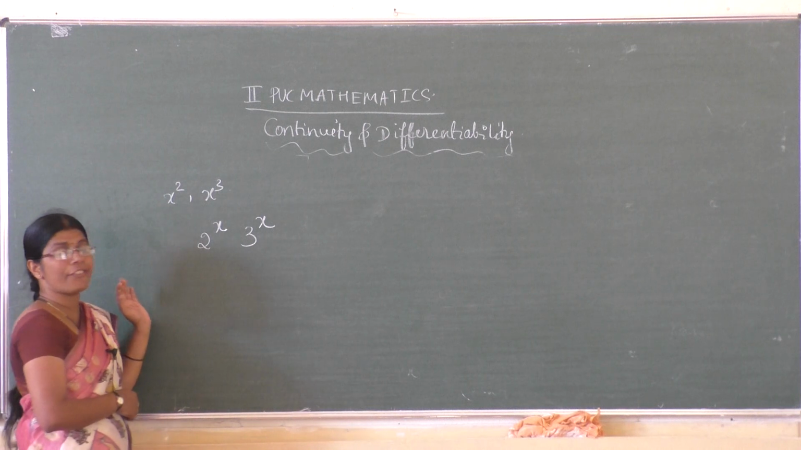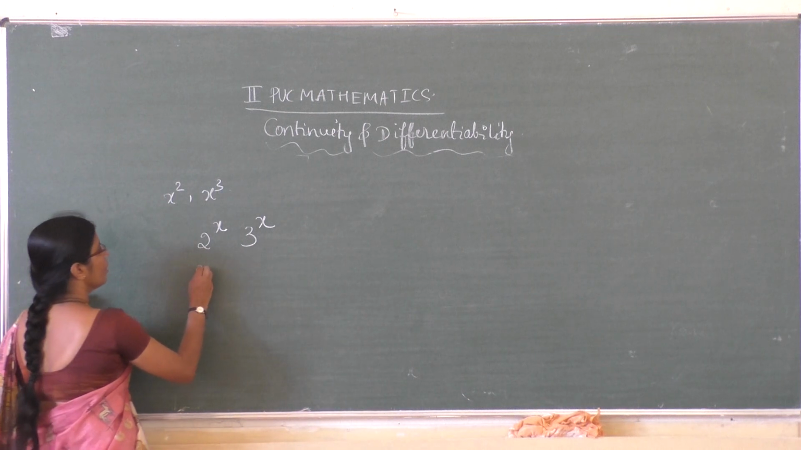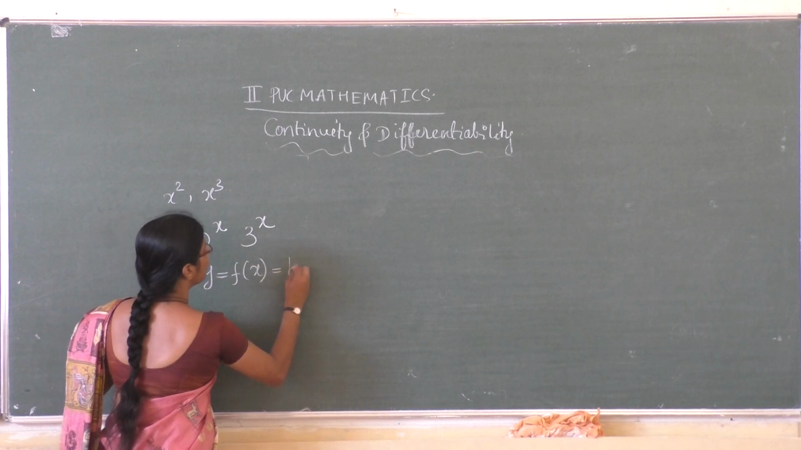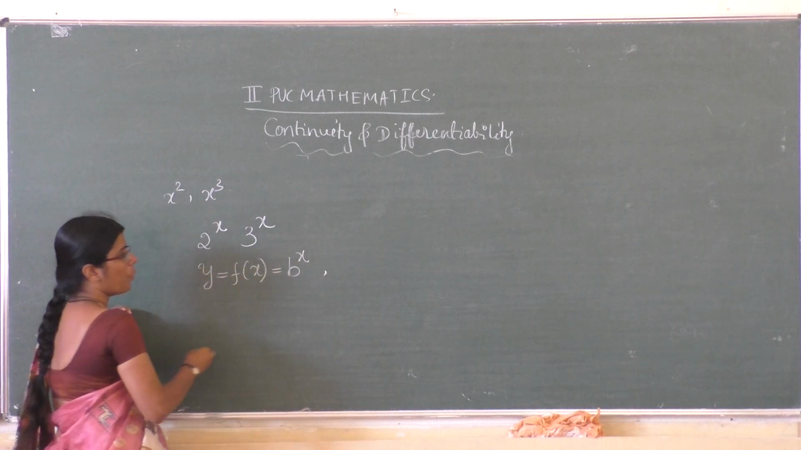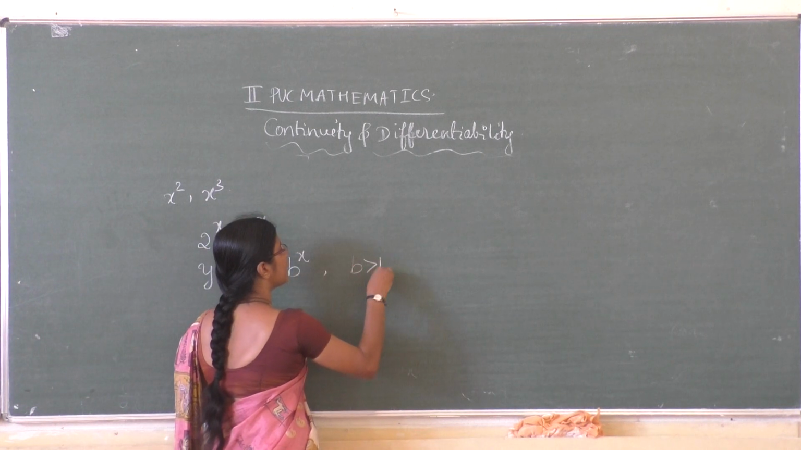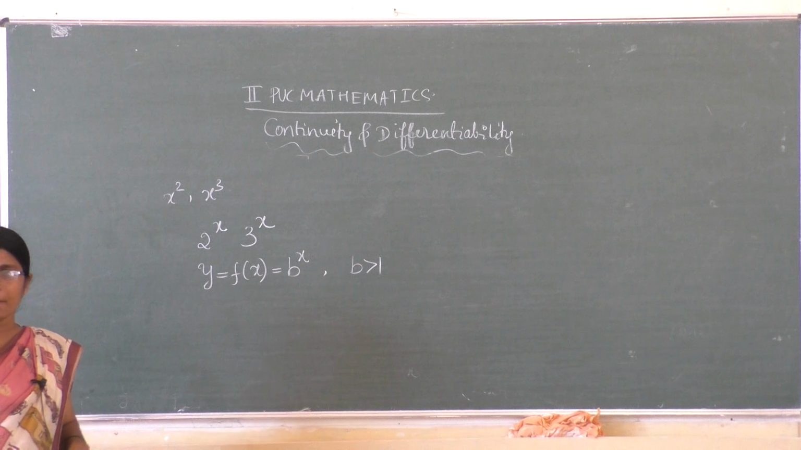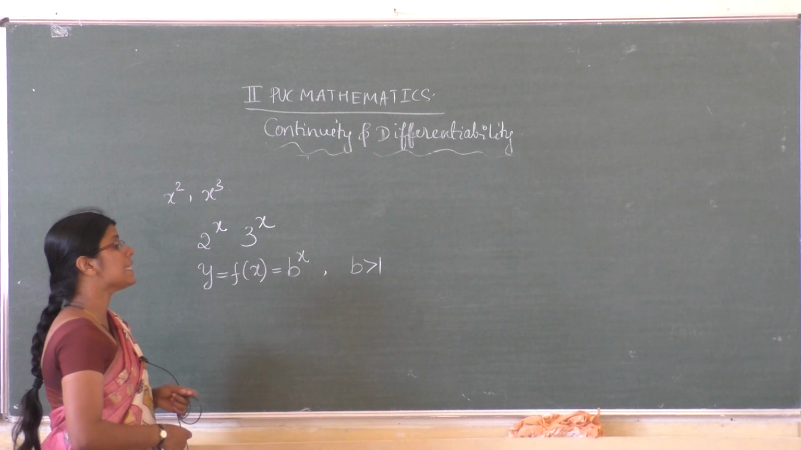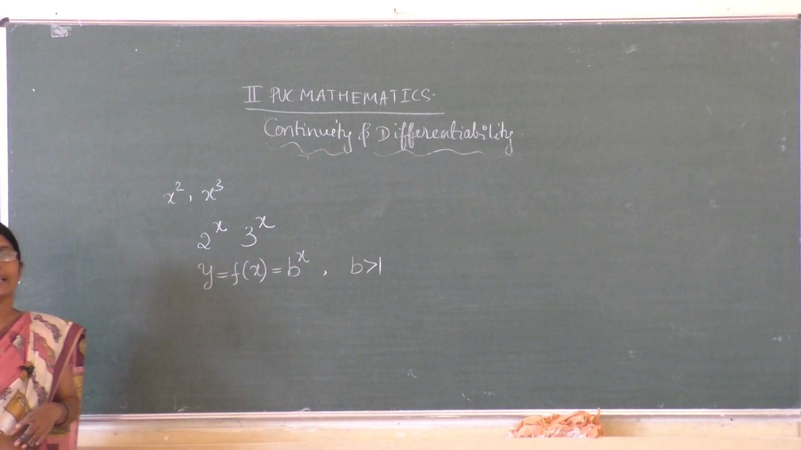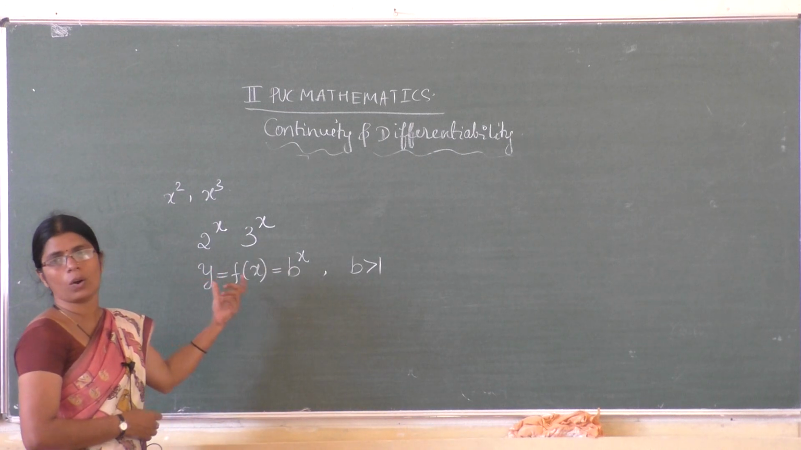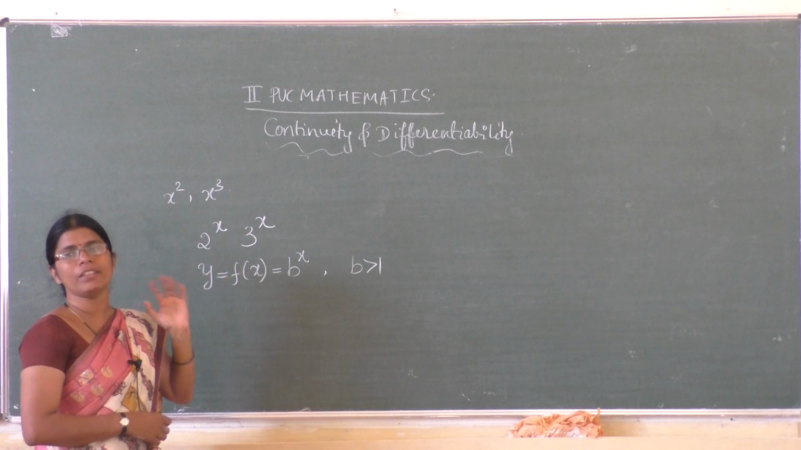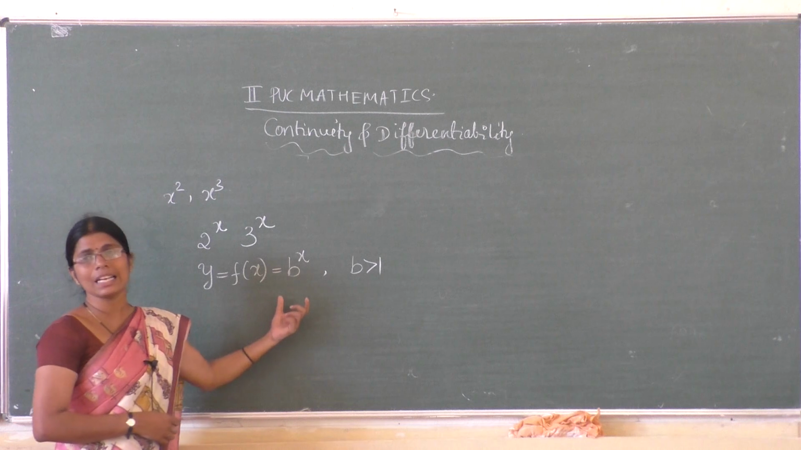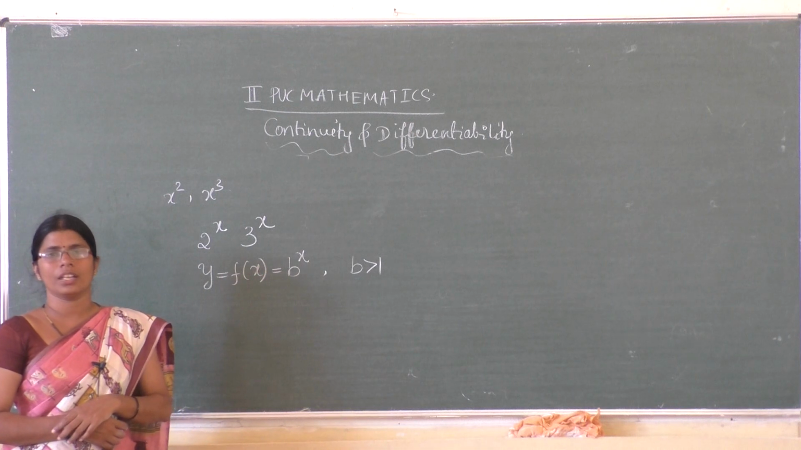Sorry, our function y equal to f of x, that is equal to b to the power x, where b is a positive real number such that b is greater than 1. Then such a function is called an exponential function. So this type of function is called an exponential function.